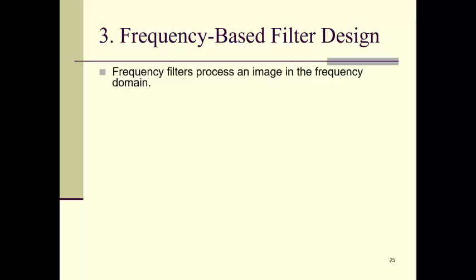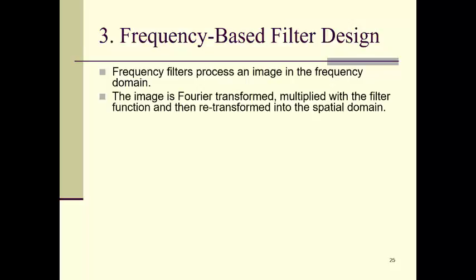Okay? So here we say that frequency filters process an image in the frequency domain. So here our filter operation will be in the frequency domain. The image is Fourier transformed and multiplied with the filter function, which is also in the Fourier domain after applying the Fourier transform on it. And then it is re-transformed back into the spatial domain.